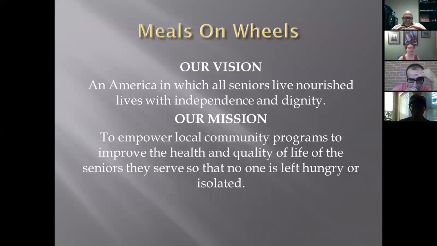Yes. Okay. So we're looking at the fourth question, and it said choose a nonprofit. We were talking about Meals on Wheels and the vision that they have, how they stick to that vision and mission, and how they're effective. Meals on Wheels helps seniors stay nourished, be independent, and have dignity. It's empowering local community programs to improve the health and overall life so that no seniors are left hungry or isolated.